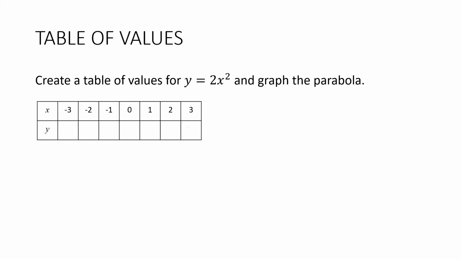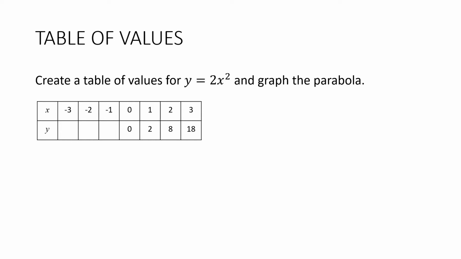Create a table of values for y equals 2x squared and graph the parabola. I always like to start at 0 because it's the easiest. When we substitute 0 in there, we get 0. Now let's do the positive numbers. Putting 1 in, 2 times 1 squared is 2. 2 times 2 squared is 8. 2 times 3 squared is 18.